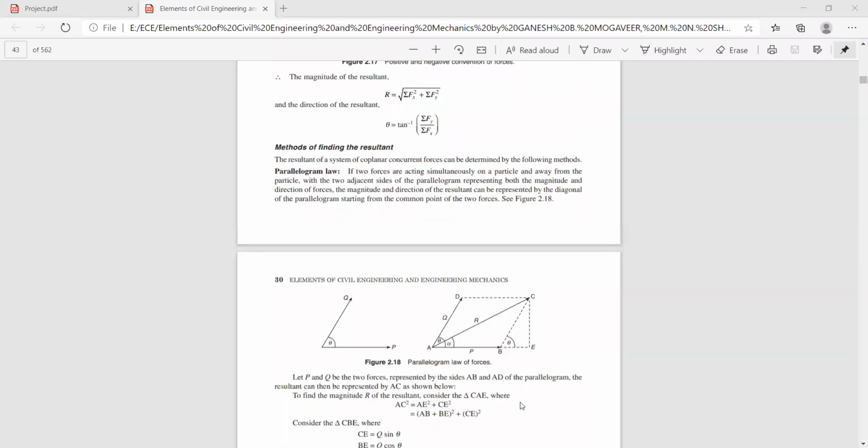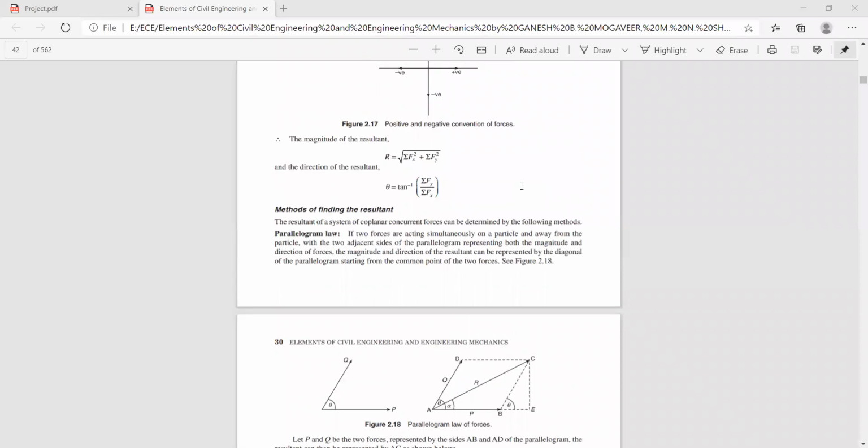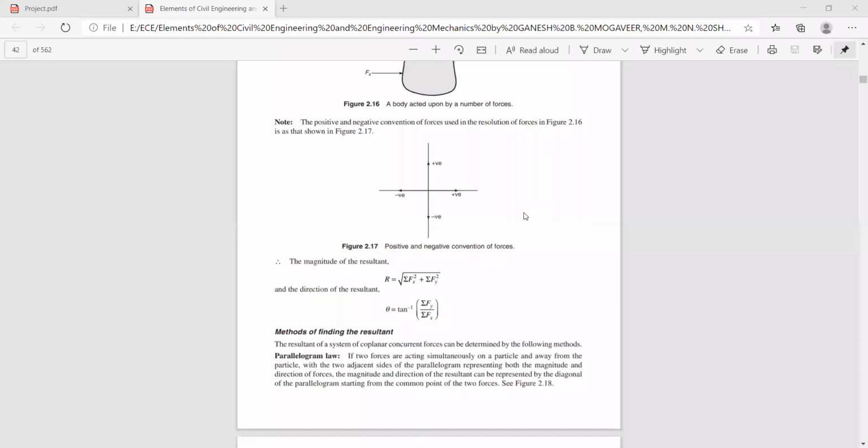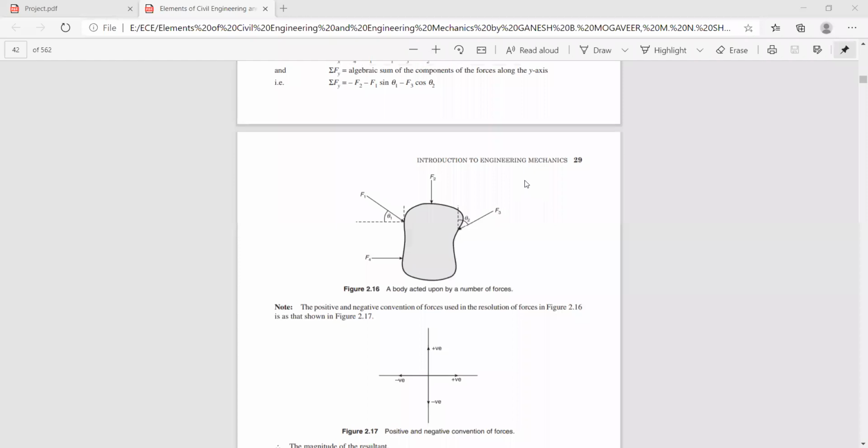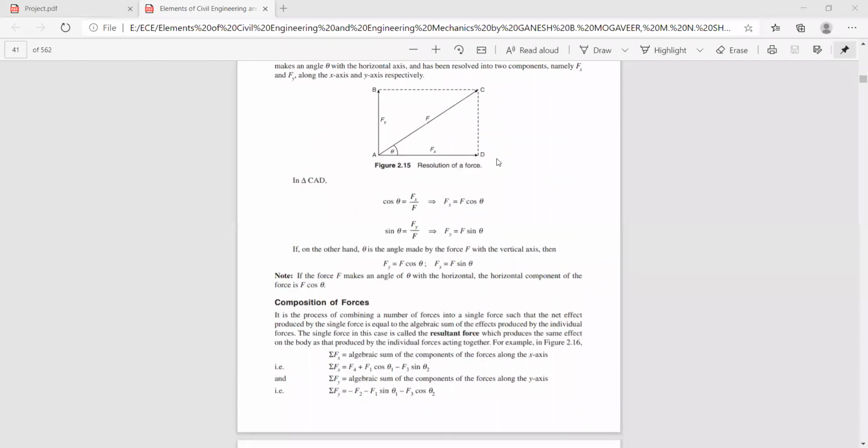In the last class, we were discussing the resolution of a force and also the composition of a force. In case of resolution of a force, we divide a given force into two components along two mutually perpendicular directions. Then we can find these rectangular components, F of x and F of y. And we can get back the original force: F is equal to square root of F of x square plus F of y square. So we have discussed how to resolve a given force in a given force system.